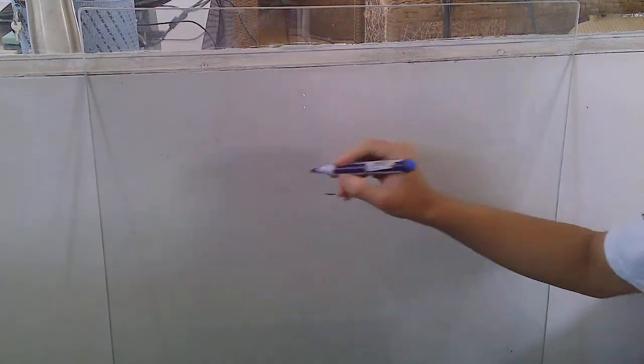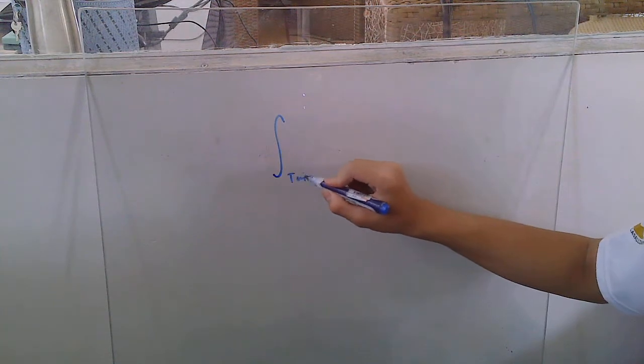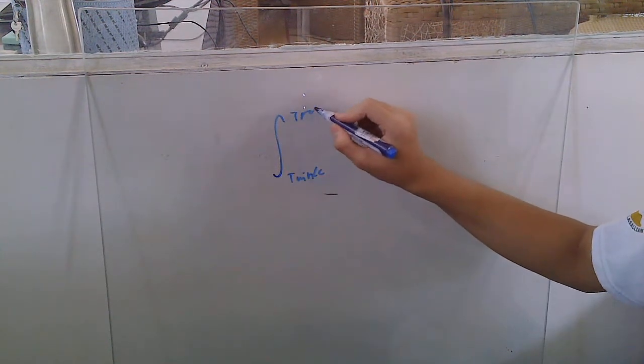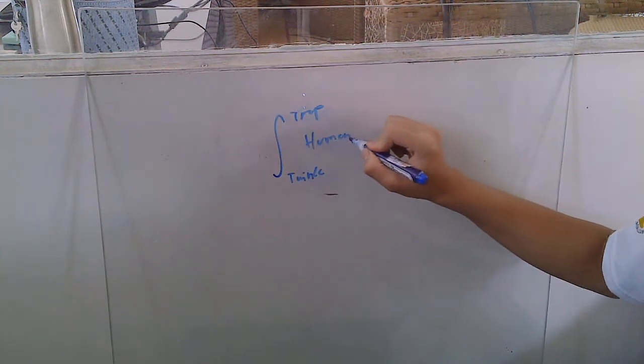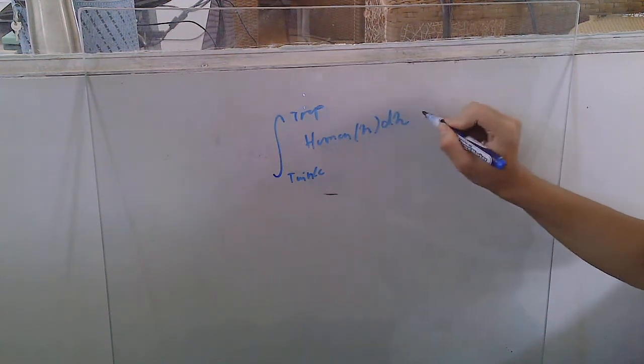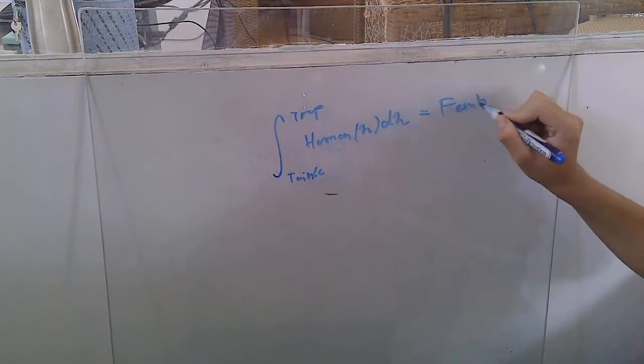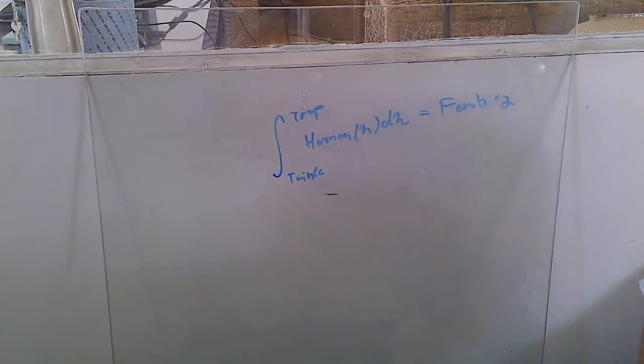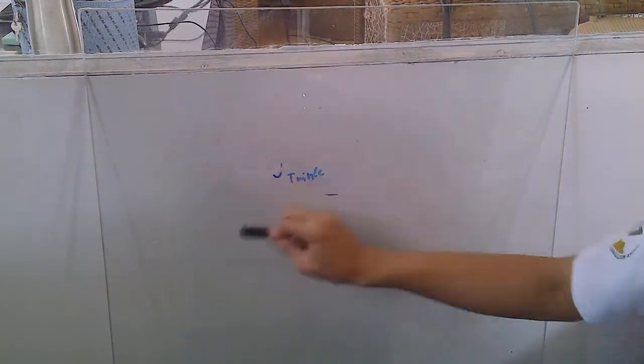In the previous lecture, we talked about the fundamental theorem of fembiology and the proof that surrounds it, that reinforces this notion that the integral from twink trap of the human function of h dh is equal to the femboid. That was the fundamental theorem of fembiology.